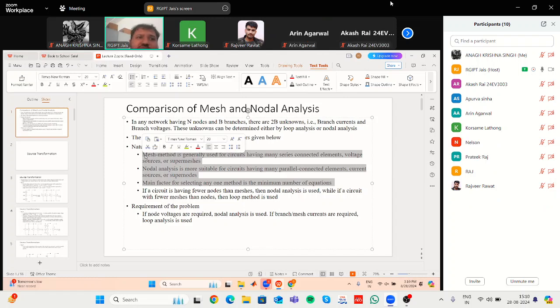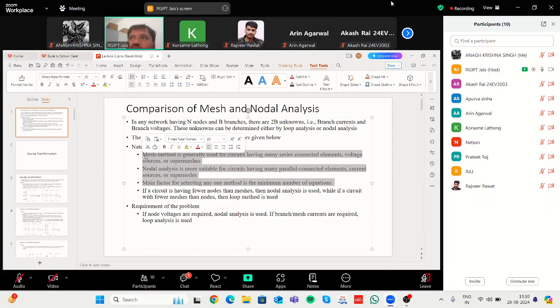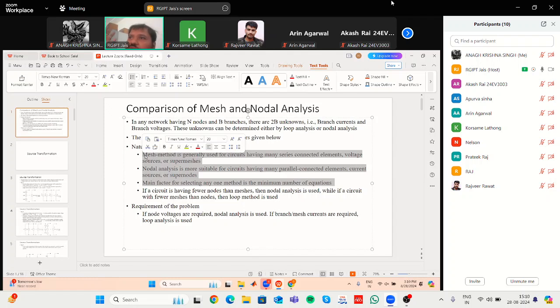Now if there is a question that you have to find out what is the current that is flowing in a particular loop or a mesh, then you apply mesh analysis, no problem. If the question is asked that you have to find the voltage at a particular node, then you can apply nodal analysis. But using mesh analysis also, you can find out the nodal voltage. Using nodal analysis also, you can find the current in a particular mesh. So there is no hard and fast rule. It is just a guideline.